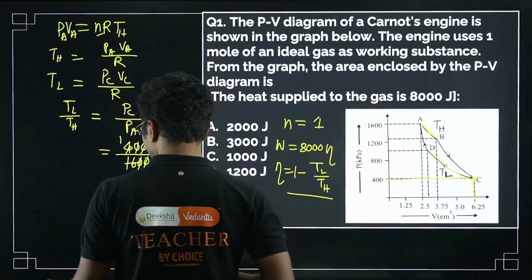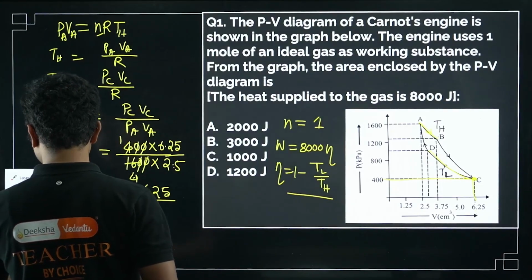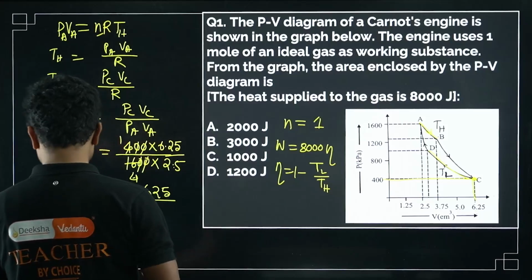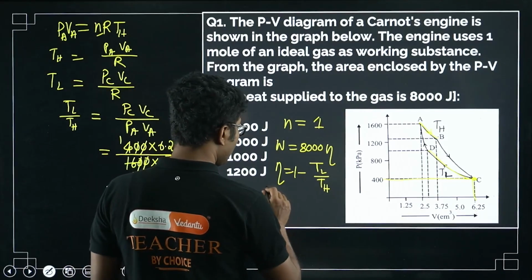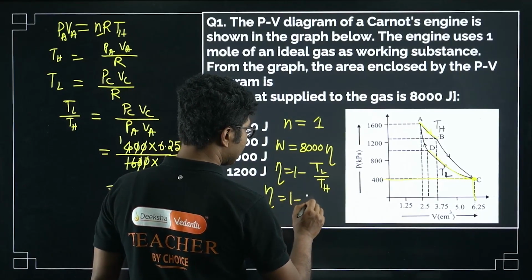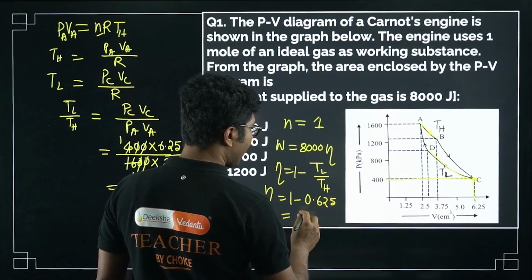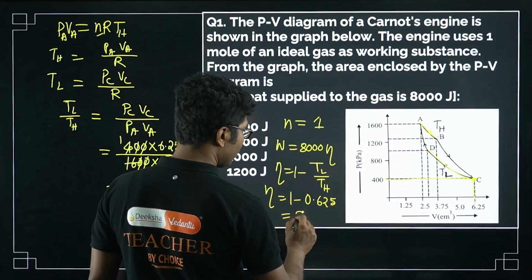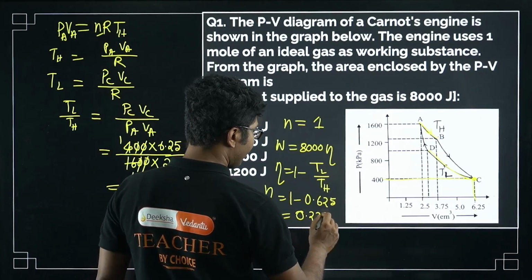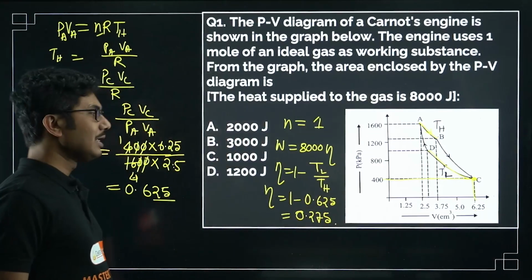So what is the efficiency now? So efficiency is basically 1 minus 0.625. So efficiency is 1 minus 0.625, that is 0.375. So this is the efficiency of the system.